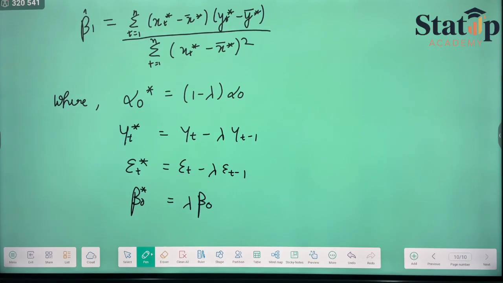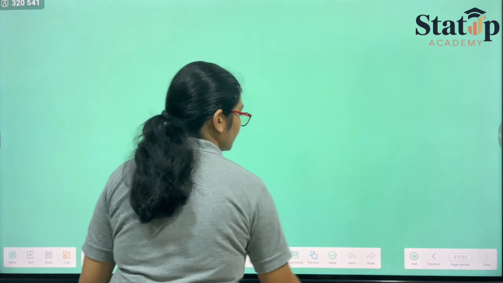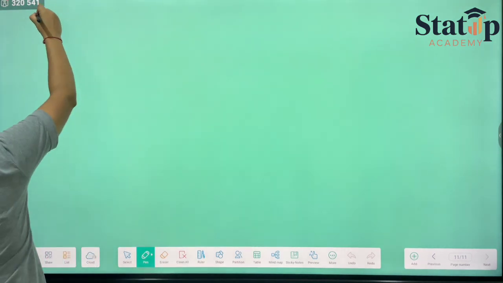Now, one last topic is the autoregressive distributed lag model.